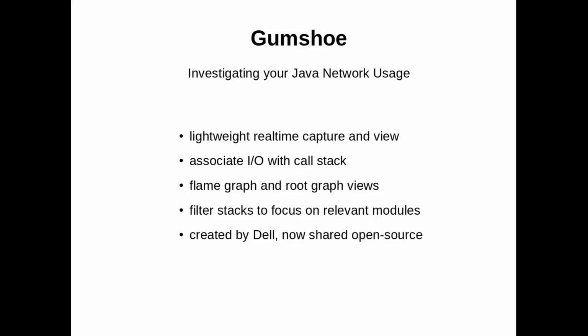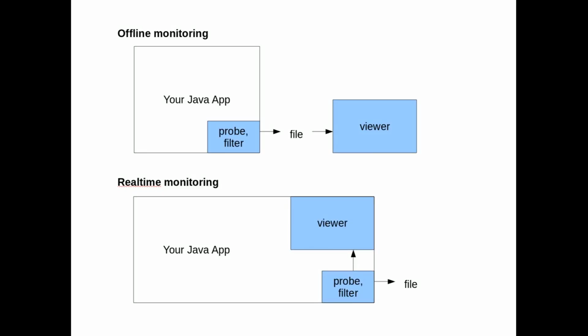I'm going to demonstrate Gumshoe, a tool to identify exactly what parts of a Java application are generating all your network traffic. The Gumshoe probe writes periodic samples to a text file that include the call stacks and how much network I/O those stacks were performing. You would then use the Gumshoe viewer to understand the network utilization associated with individual lines of code in your application.